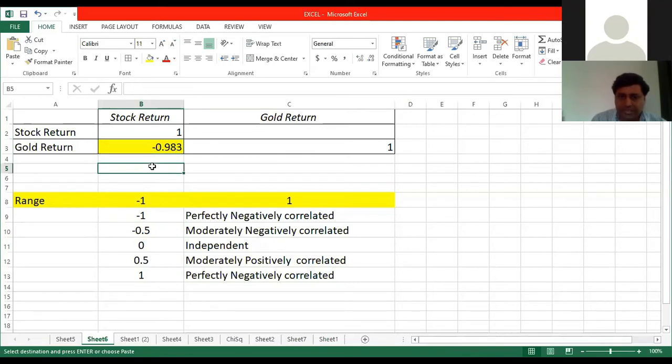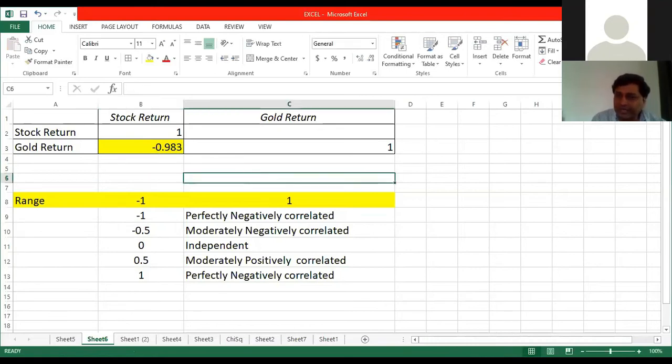Now minus is one particular sign. Minus simply says that these two are negatively correlated, which means that if one stock is giving a positive return, then gold is giving a negative return, meaning both are moving opposite to each other. Whenever the stock gives a positive return, the gold gives a negative return. When the stock price goes up, the gold price goes down.